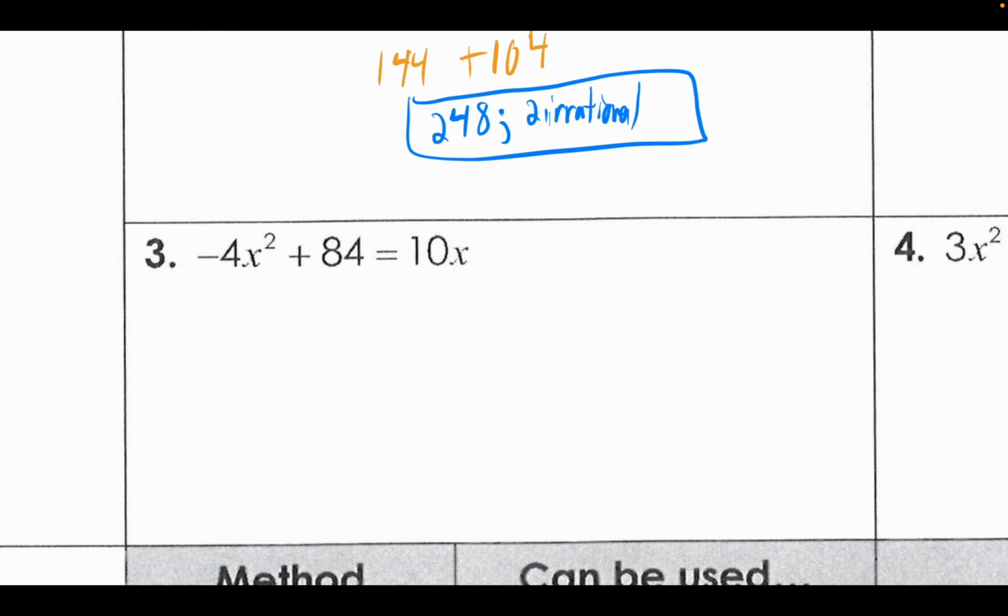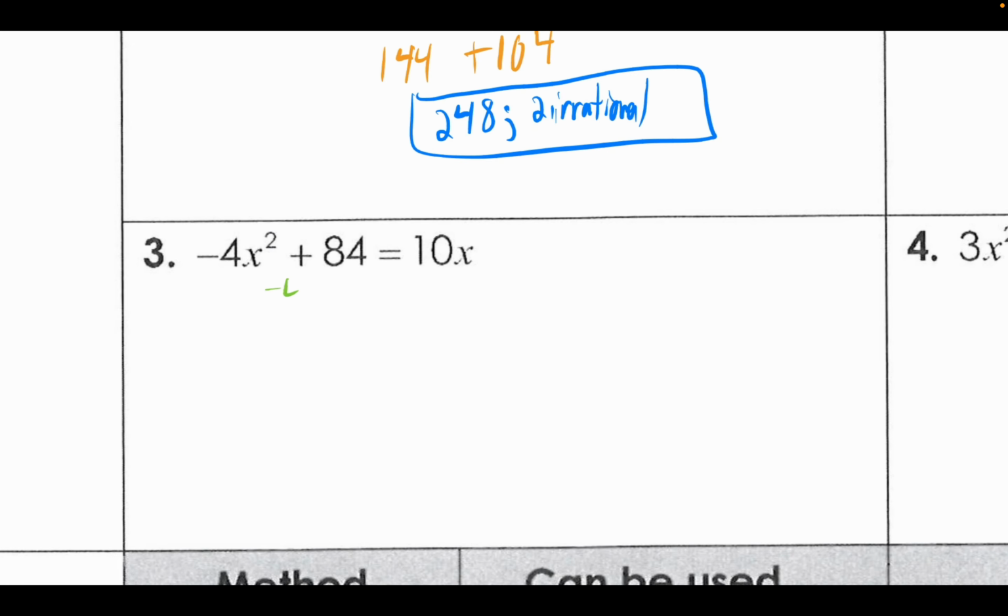Number 3 here, we need to get it equal to 0 before we begin, and so we get negative 4x squared minus 10x plus 84 equals 0. So we end up plugging these in, and we get negative of negative 10, which means negative 10 squared minus 4 times negative 4 times 84, which is 100 plus 1,344, which gets us 1,444.